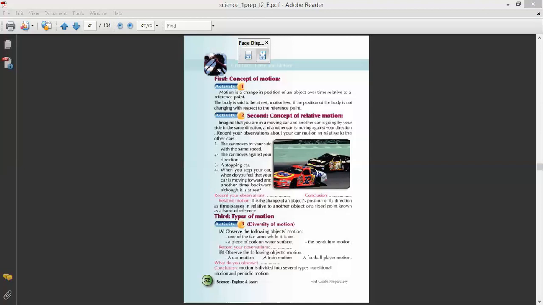The third type is called wave motion. Wave motion is also an example of periodic motion. When you throw a stone in water, in a river for example, it makes waves. Yes, successive waves, smaller, bigger, and so on. This is called wave motion. So wave motion, vibrating motion, and circular motion are the three types of periodic motion.